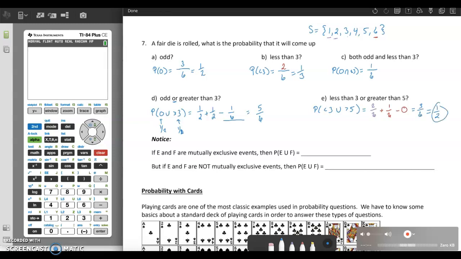So just as a reminder, if E and F are mutually exclusive events, then to find the probability of their union, you simply add the two probabilities together, because if they're mutually exclusive, there is no overlap. But if they are not mutually exclusive, then to find the probability of their union, you have to add the two probabilities together and subtract off the probability of their intersection.